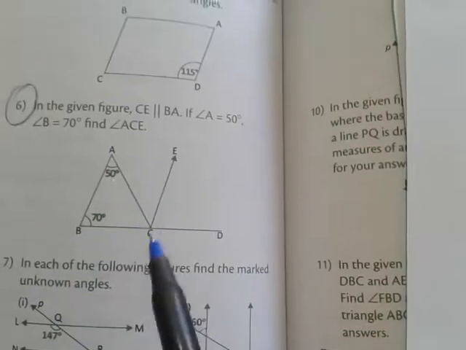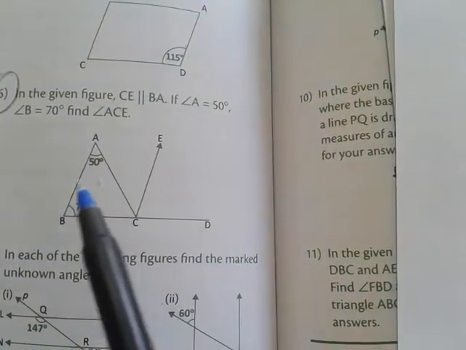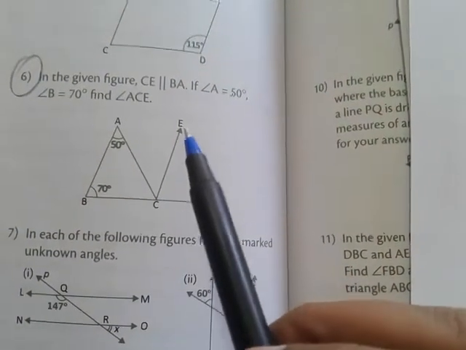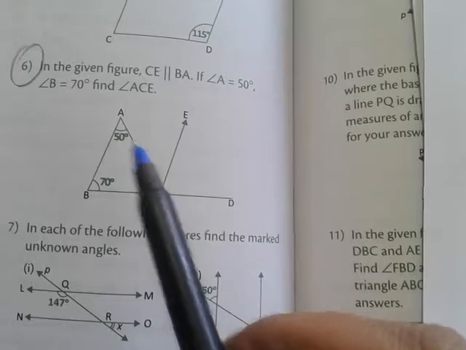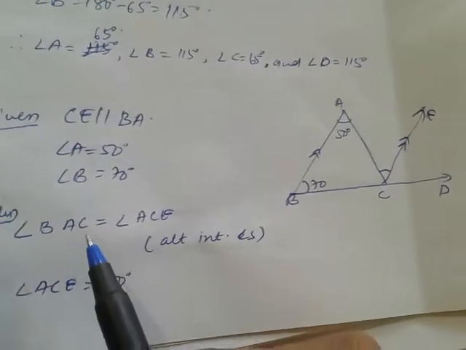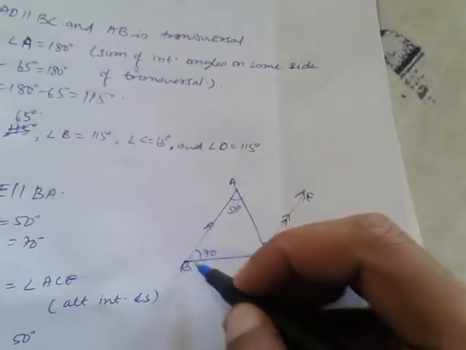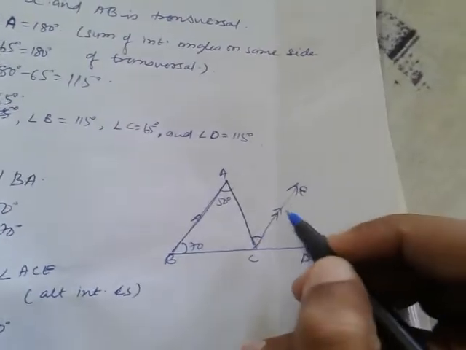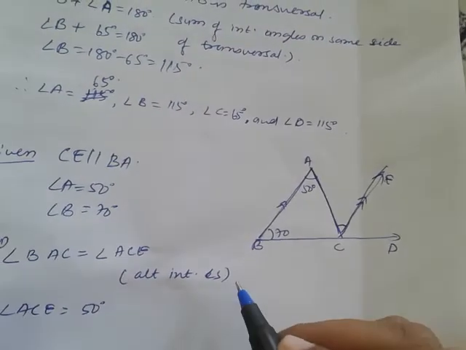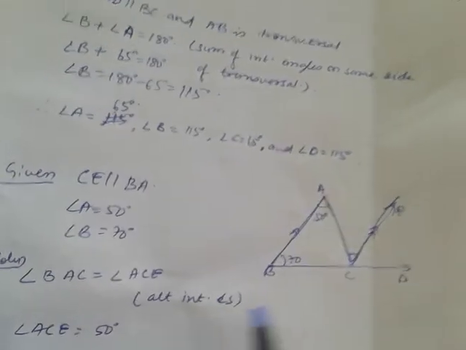Now question number 6. In the given figure, CE is parallel to BA. Angle A is given to us as 50, angle B is given as 70. We can directly find angle ACE because they are alternate interior angles. Whatever is given to us I have written. Then angle BAC equals angle ACE. Why? Because they are alternate interior angles. So angle ACE equals 50. This is the answer of question number 6.